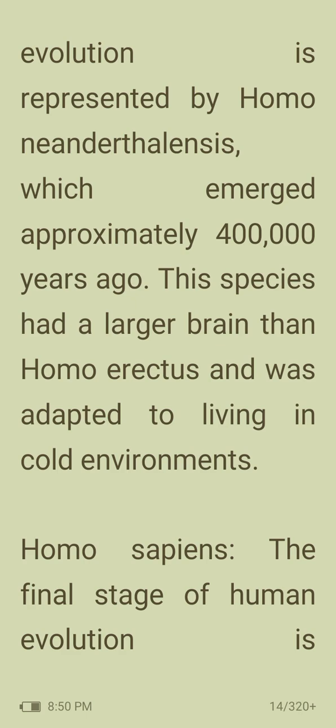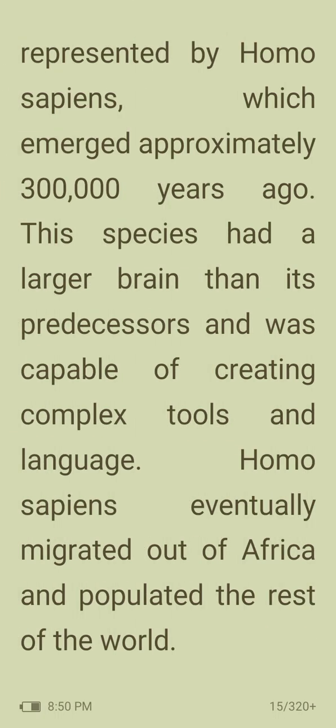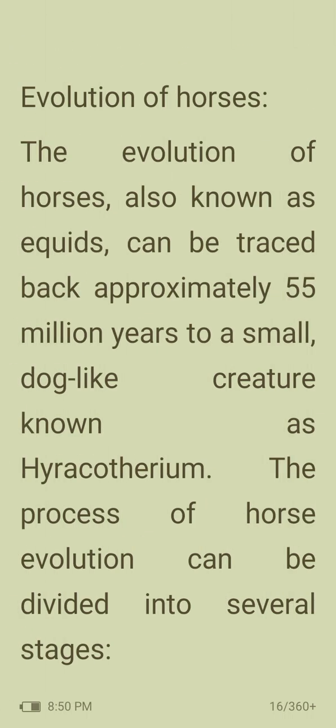Then Homo sapiens. The final stage of human evolution is represented by Homo sapiens, which emerged approximately 300,000 years ago. The species had a larger brain than its predecessors and was capable of creating complex tools and language. Homo sapiens eventually migrated out of Africa and populated the rest of the world.